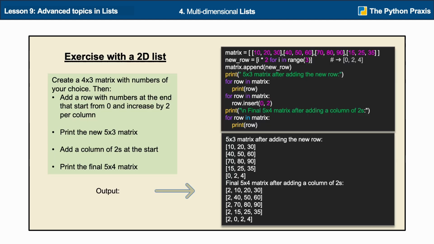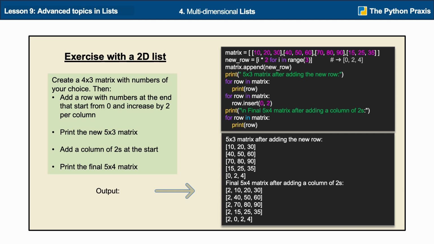Now it is time for an exercise with a two-dimensional list. Create a 4x3 matrix and initialize it with numbers of your choice. Then, add a row with numbers at the end that start from 0 and increase by 2 per column. Print the new 5x3 matrix. Add a column of 2s at the start, and print the final 5x4 matrix.